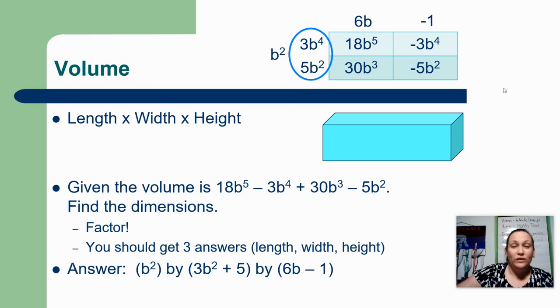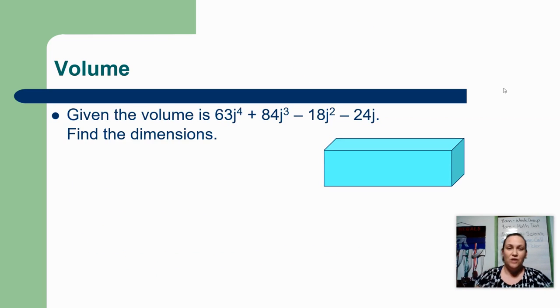All right, why don't you guys try this next one on your own? It's very similar to the one that I had just done. You have 4 terms, and we want to find 3 dimensions. So box method and GCF. And I'm going to go ahead and put a question on this video so that you can check and see how you did. So make sure to pause the video, try this problem, and then answer the question.